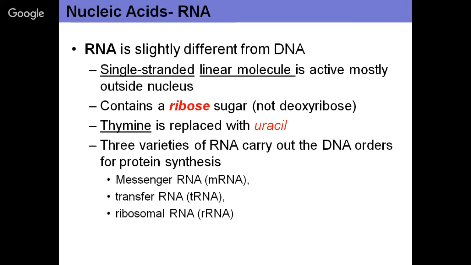Other than DNA, the other important nucleic acid is RNA. The difference is that RNA is single-stranded and it's mostly active outside the nucleus. DNA is in the nucleus; RNA is mostly outside the nucleus. RNA contains ribose sugar, not deoxyribose. The thymine nitrogen base in DNA is replaced with uracil. So RNA does not have thymine, it has uracil. There are 3 varieties of RNA which carry out the DNA's instructions for protein synthesis: messenger RNA, transfer RNA, and ribosomal RNA. All 3 RNAs are involved in the protein synthesis process.